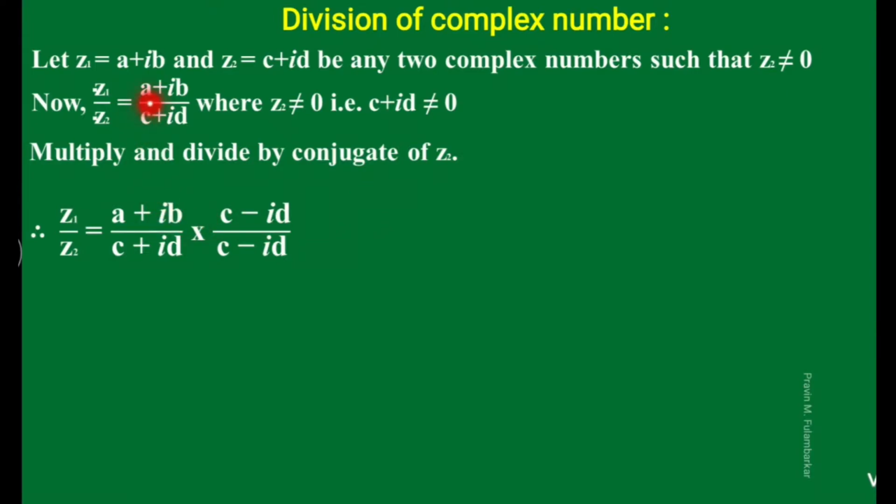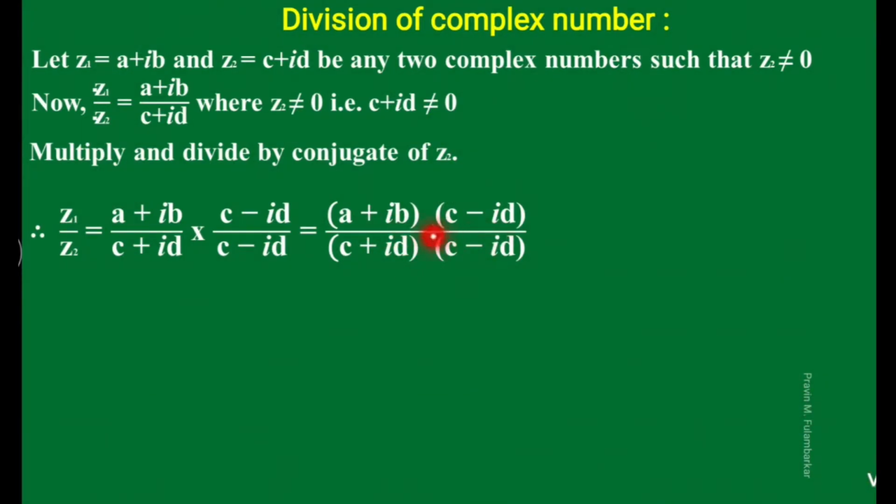So here the value is a plus ib upon c plus id. We multiply and divide here by the conjugate of c plus id, which is c minus id. So we multiply and divide by c minus id. Now multiply numerator with numerator, denominator with denominator. First we write that quantity in brackets: a plus ib in the first bracket, c minus id in the second bracket, and in the denominator also c plus id in the first bracket and c minus id in the second bracket.